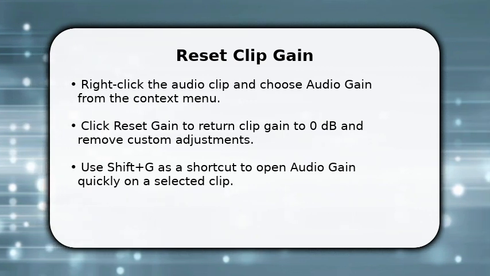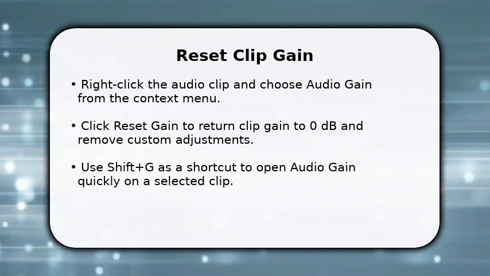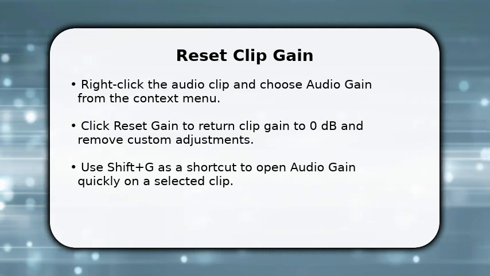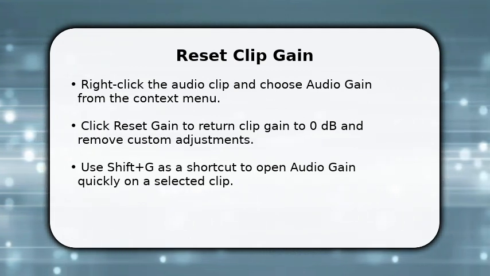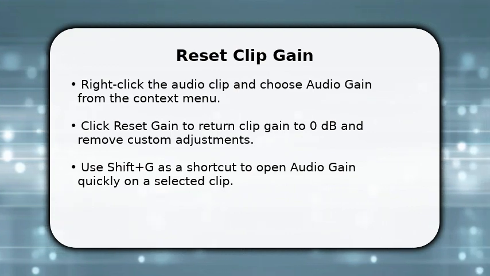You can also use Shift+G as a shortcut to open audio gain quickly on a selected clip. This returns the clip to its native level before any manual gain changes.